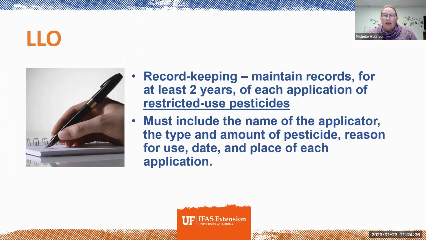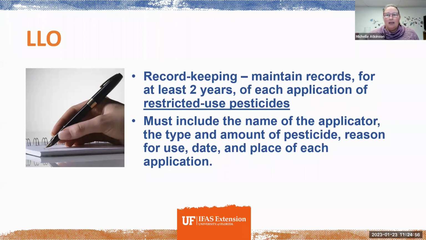About record keeping, again, the records must be kept for 2 years, especially on those restricted use products. You have to have 2 years of records on those. They should include the name of the applicator, the type and amount of pesticide, and what you were treating for, the date, and where you treated.